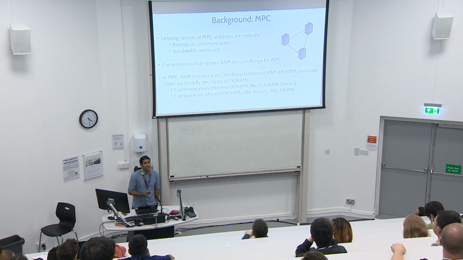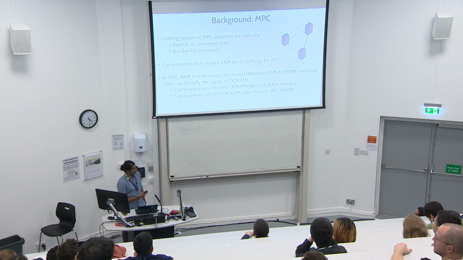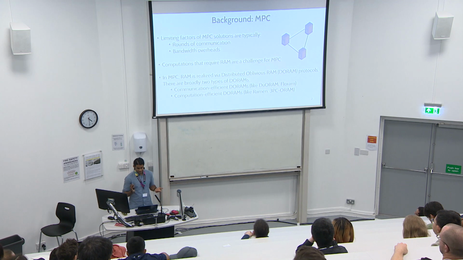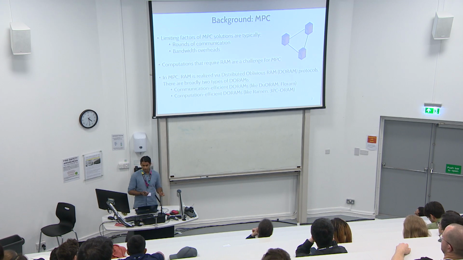And so in MPC, RAM itself is typically realized via distributed oblivious RAM protocols, or DORAM protocols. And broadly speaking, there are two such types of DORAM protocols. There's communication-efficient DORAMs, like DORAM and FlowRAM, and computation-efficient DORAMs like Ramen and 3PC-ORAM.